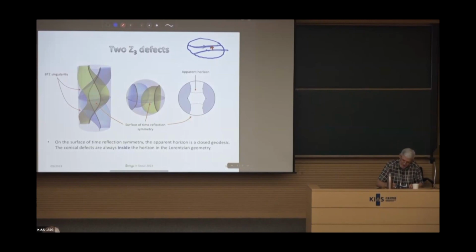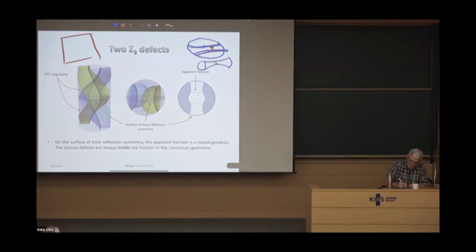This curve is mapped to this curve under the Boost symmetry, and those two points are identified. This makes then the spatial geometry of BTZ on the surface of time symmetry, and there's a minimal length geodesic which sits right in the middle, and that's the horizon on the surface of time symmetry. If we think about the Penrose diagram of BTZ, it looks something like this, right?